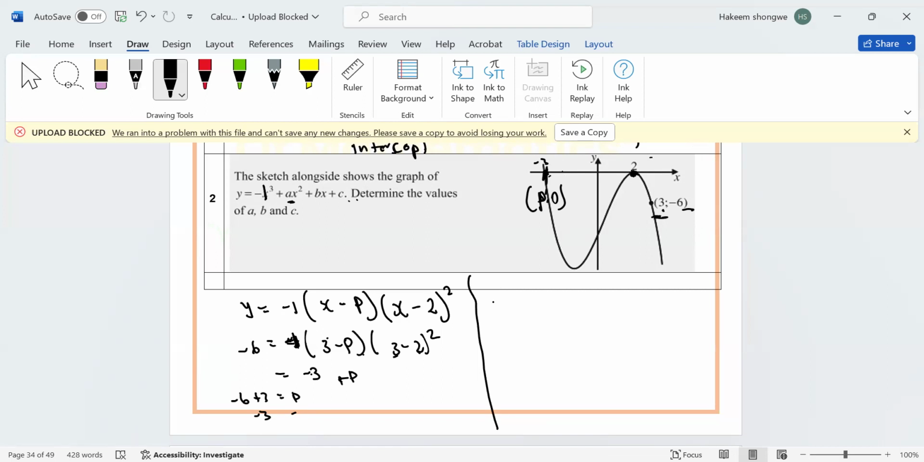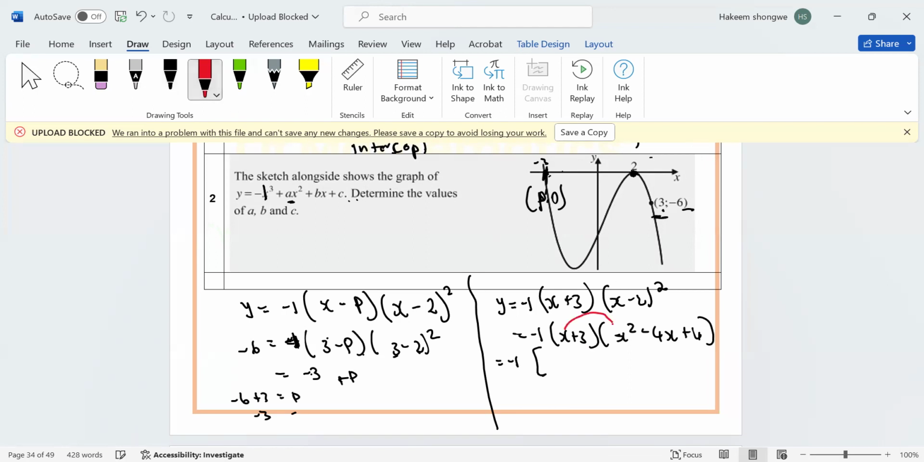Are we still fine? Then we can say we have Y, which is going to be minus 1, x plus 3, x minus 2 all squared. Then we can say minus 1, open bracket, we have x plus 3. And then work with this one, is going to give us x squared again. Minus 4x plus 4, close bracket. And then we are going to FOIL. Before we use it, the minus 1 is still outside. Minus 1, open a bigger bracket. And then if you open a bigger bracket, you can have this one multiplied by this one, multiplied by this one.